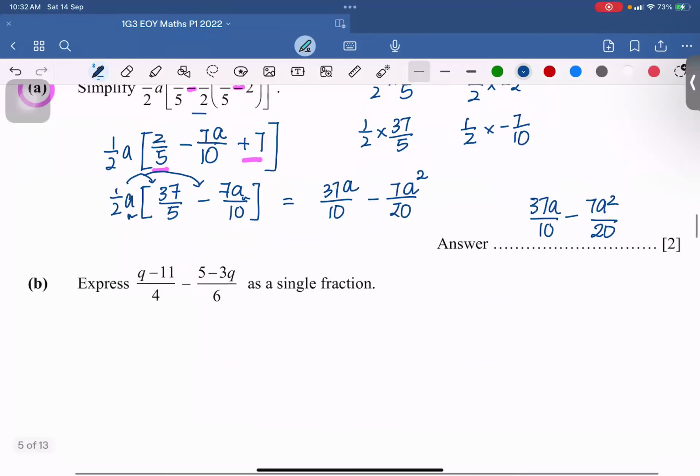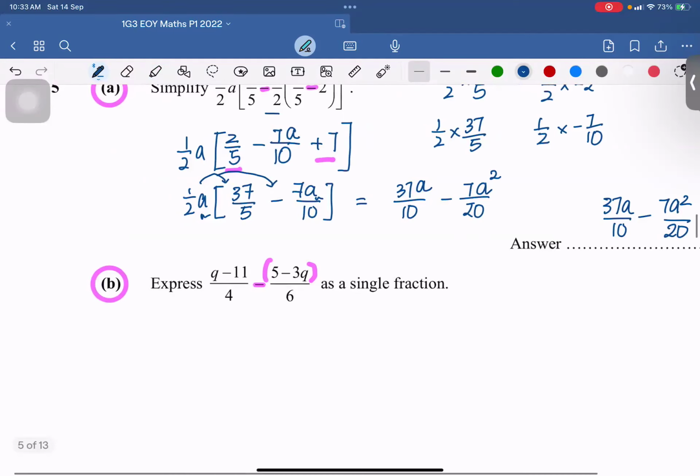All right. Question B over here. This one shouldn't be too difficult, but just to highlight, this is a subtraction. Please remember to put a bracket. And the next question is, am I going to do times 6 times 6 times 4 times 4? How many of you agree with this? Is it correct? Or is this the best way to do the answer? No, this is not the best way to do the answer.